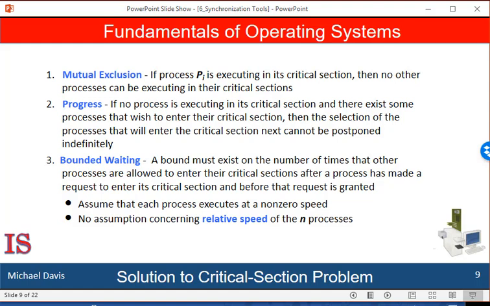Another requirement is progress. If no process is executing in its critical section and some processes wish to execute in their critical sections, then only those processes that are not executing in their remainder sections can participate in deciding which will enter its critical section next, and this selection cannot be postponed indefinitely. Thirdly, bounded waiting. There exists a limit on the number of times that other processes can enter their critical sections after a process has made a request to enter its critical section and before that request is granted.